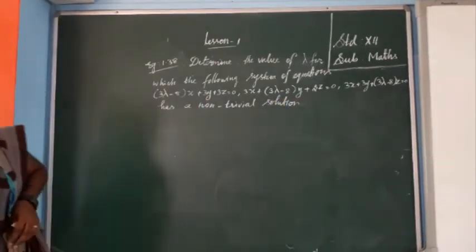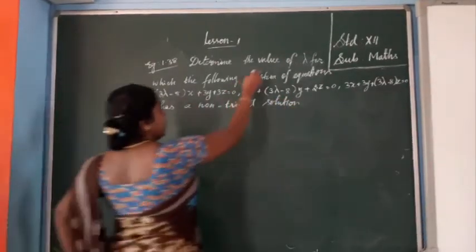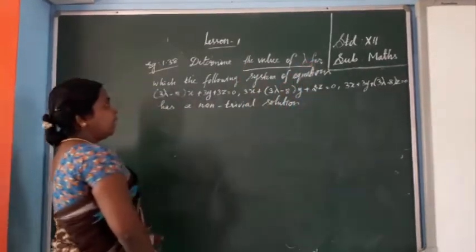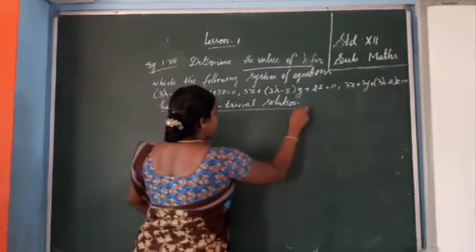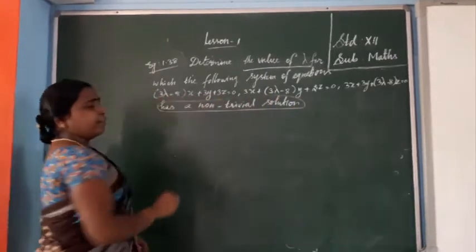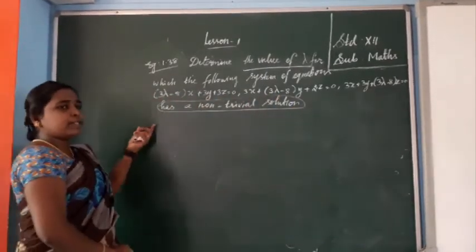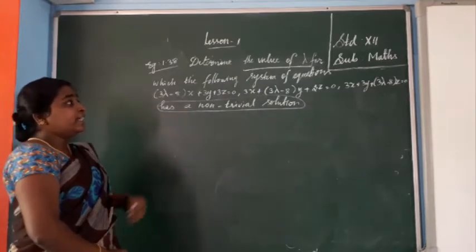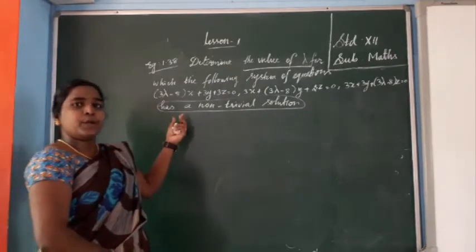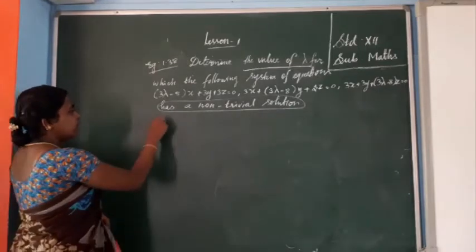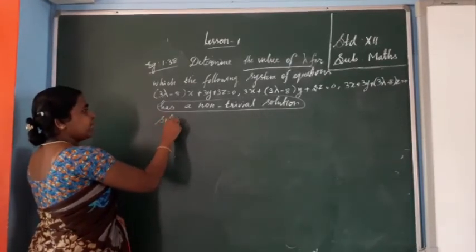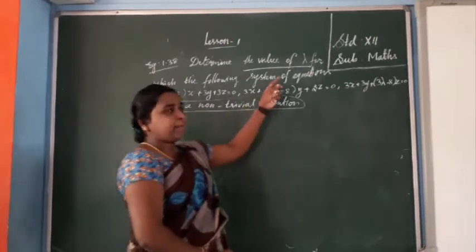This problem: determine the value of lambda. We want to find the value of lambda for which the following system of equations has a non-trivial solution. If the system has a non-trivial solution, then the determinant of A equals 0. That condition only we are going to use here. Then we can find the lambda value.